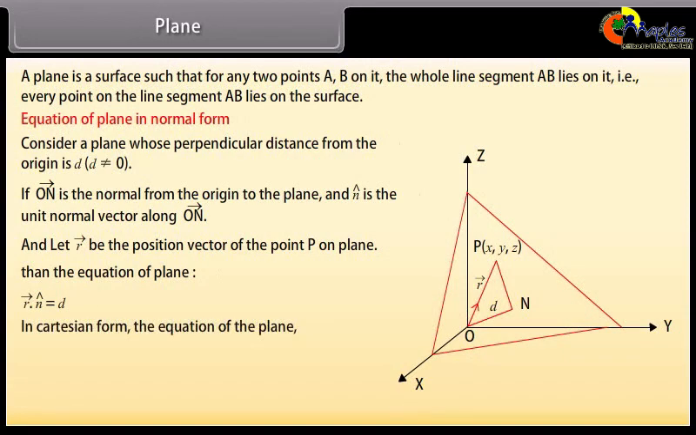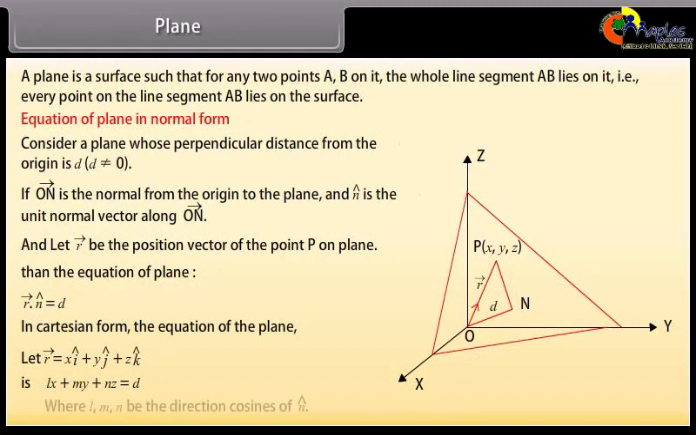In Cartesian form, the equation of the plane: let vector r equals x i cap plus y j cap plus z k cap. It is lx plus my plus nz equals d, where l, m, n are the direction cosines of n cap.